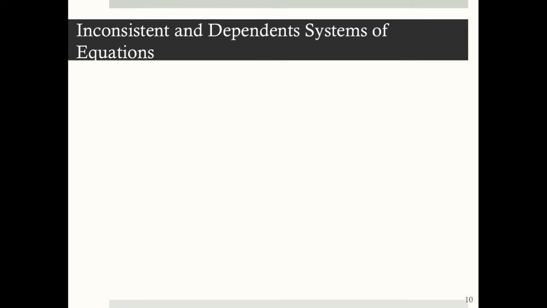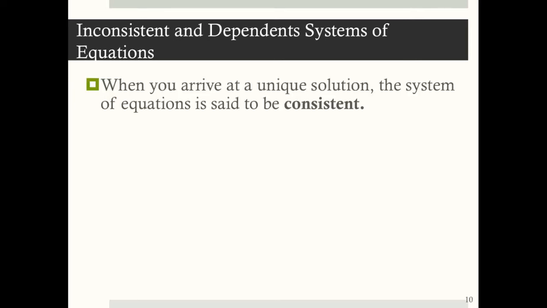So far, we've worked with consistent systems of equations. That means that we can find a unique solution, x star, y star, where 2 curves cross, where that ordered pair that we find simultaneously solves both equations.